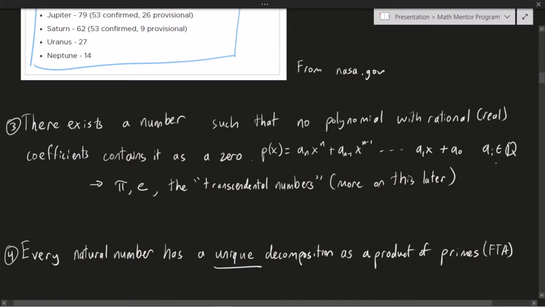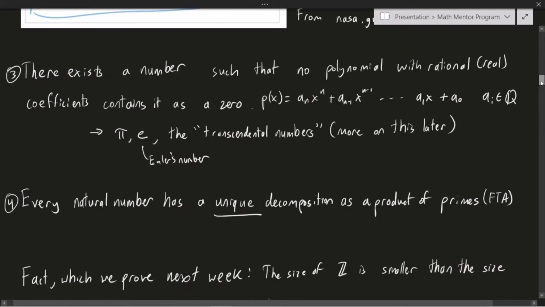And they are often called the transcendental numbers. You know a transcendental number. One example is pi. There's also e, which is Euler's number. But there are many, many more transcendental numbers, and we will discuss more of those later on. Another really easy example is the fundamental theorem of arithmetic, which I've abbreviated to FTA. This is just the statement that every natural number can be uniquely decomposed as a product of primes.